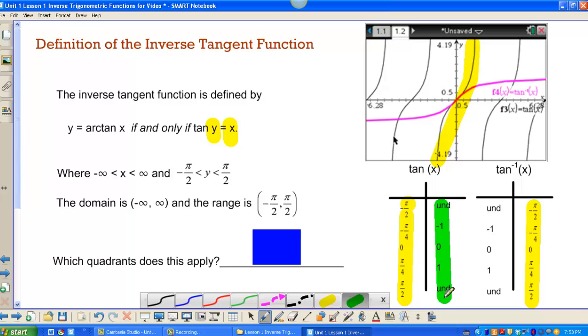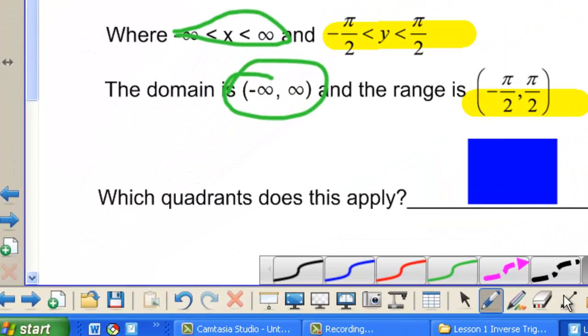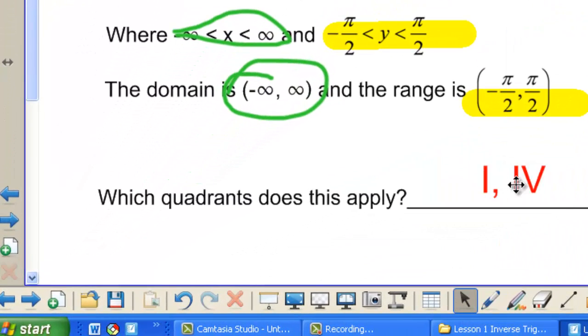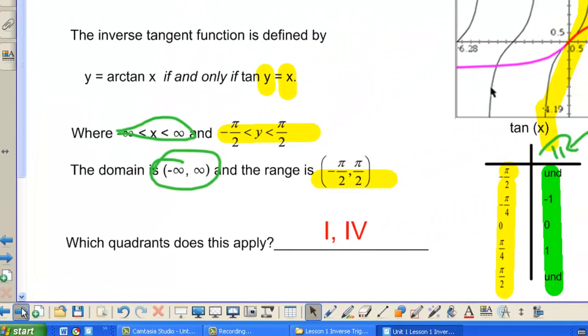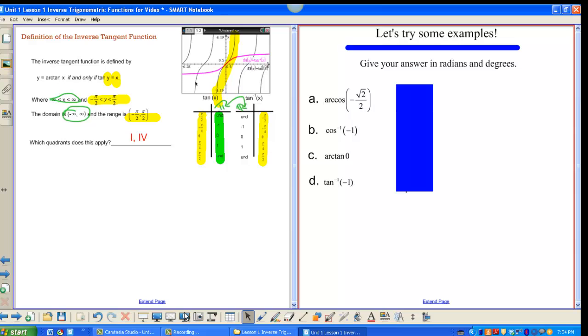Now, see if this makes sense. Because you have asymptotes, the end behavior of the tangent curve goes forever and ever up to positive infinity and down forever to negative infinity. So the range is all real numbers. It's a little bit different than the sine and the cosine. That means that the domain of your inverse is also all real numbers. So the domain of the inverse tangent is all real numbers, but you have a range restriction similar to inverse sine, negative pi over 2 to pi over 2. So this applies to quadrants 1 and 4.